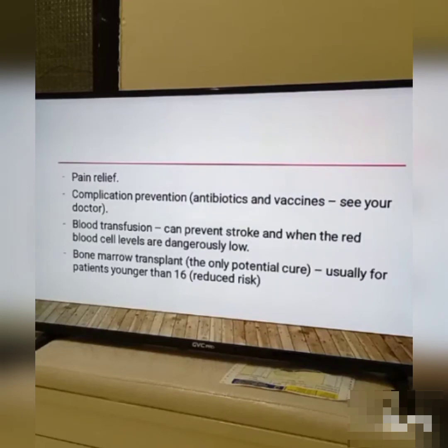Now, one, we want to do pain relief. We want to prevent complications. That is, we give antibiotics because you know they easily fall to infections. We want to give vaccines. We mentioned the pneumococcal vaccine. Your doctor will explain some of the antibiotics and the vaccines to you.